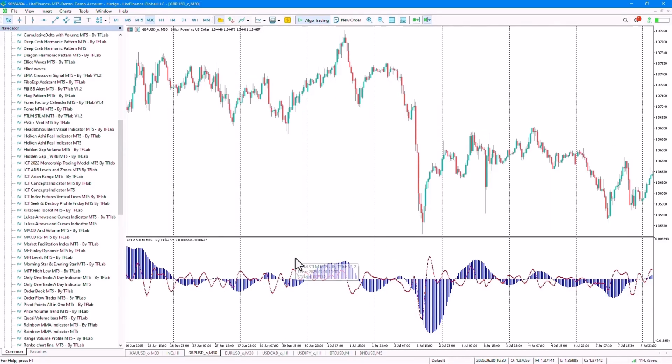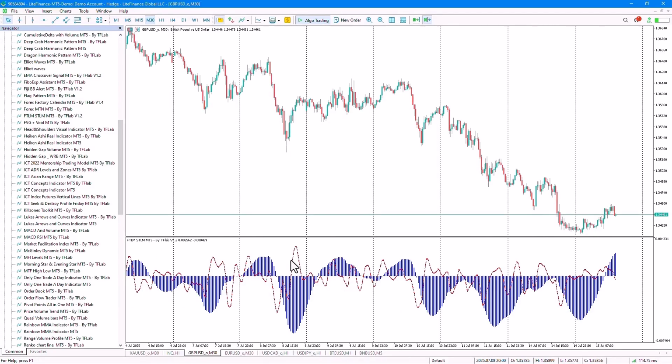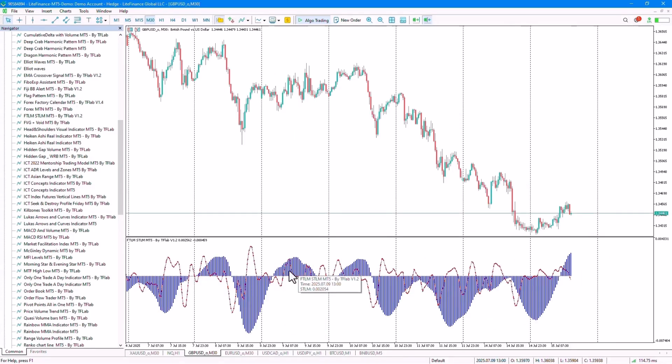The FTLM STLM momentum indicator is a special and practical tool for identifying and analyzing price momentum in upward and downward trends in the market. This oscillator consists of two trend lines. The red line represents the FTLM, or fast trend line momentum, and the blue histogram, which is placed on the chart, is the STLM, or slow trend line momentum.